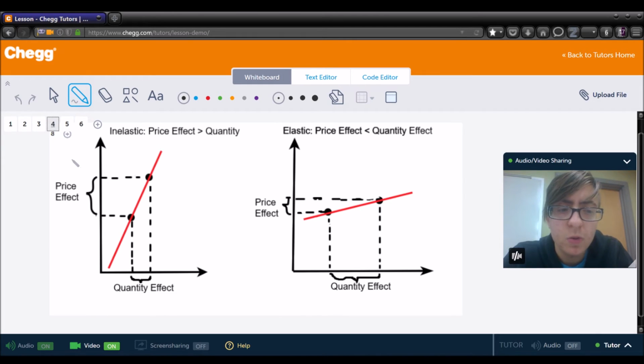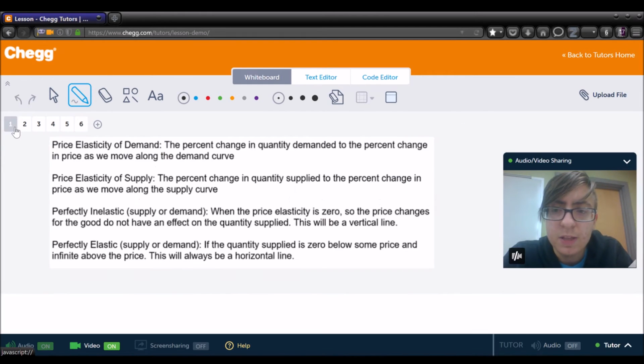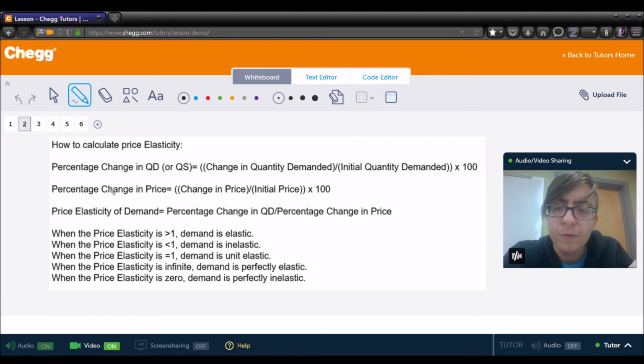So let's move on to a little bit of calculation. The following is one of two ways I'm going to show you how to calculate the price elasticity. There is a slight difference in how you calculate the quantity for demand and the quantity for supply. I don't have it noted here, but the difference for demand is that this first number, the change in quantity demanded, will always be negative, and that is because a demand curve is downward sloping. But I'll get more into that once we calculate one for a demand curve.